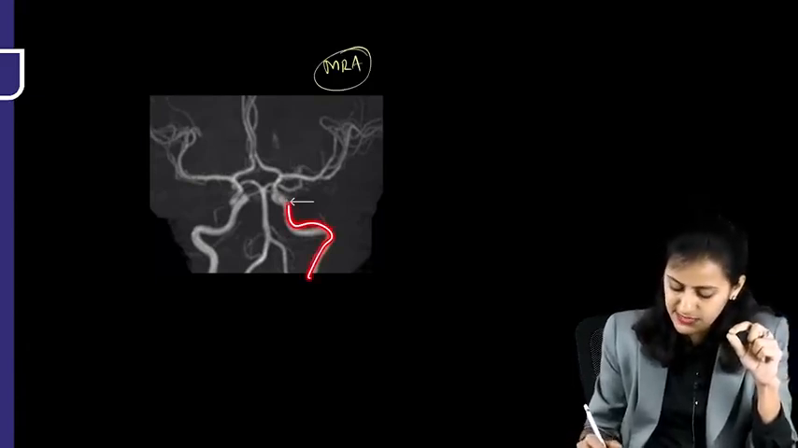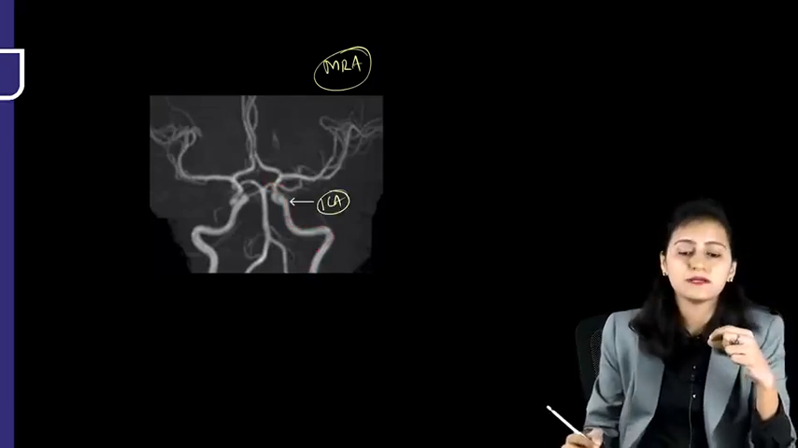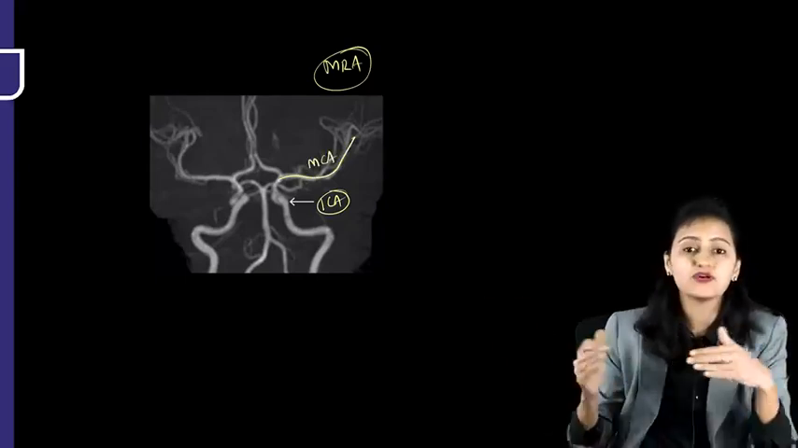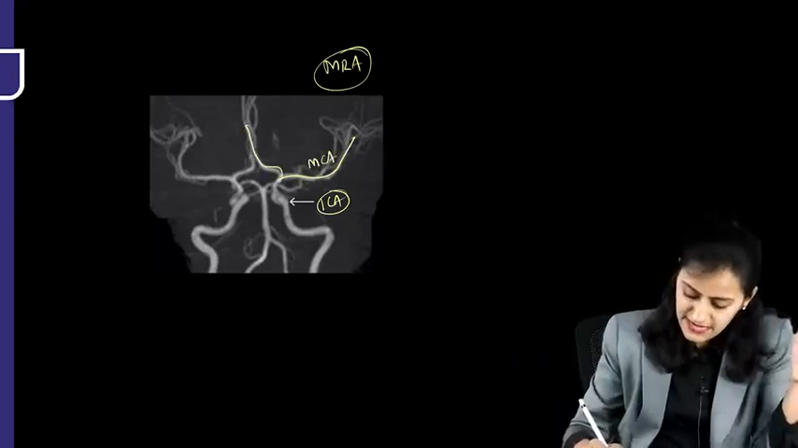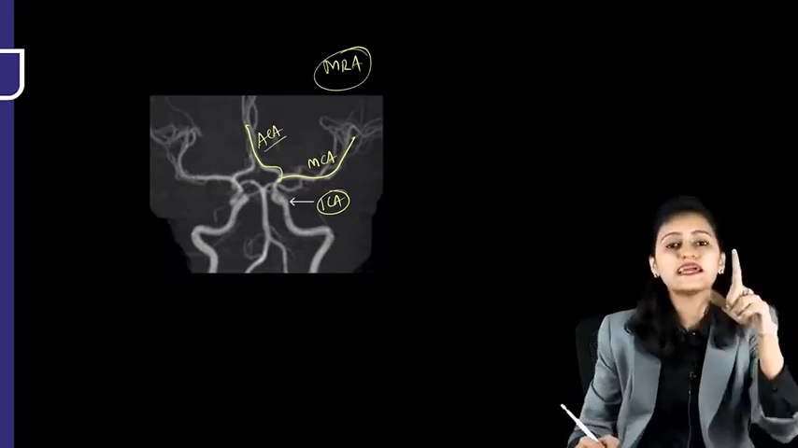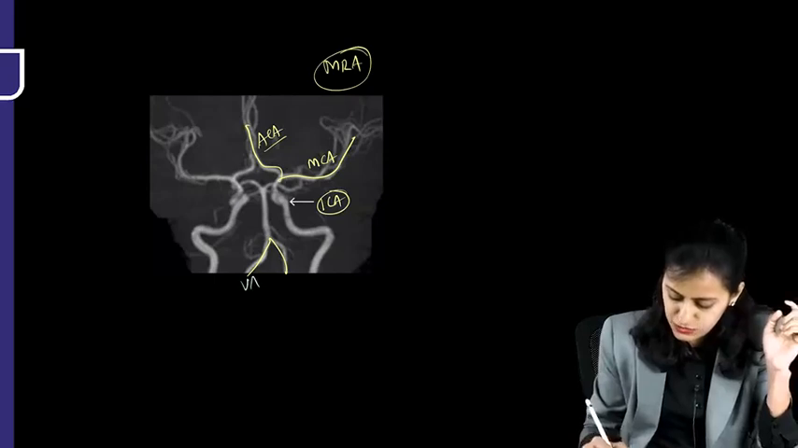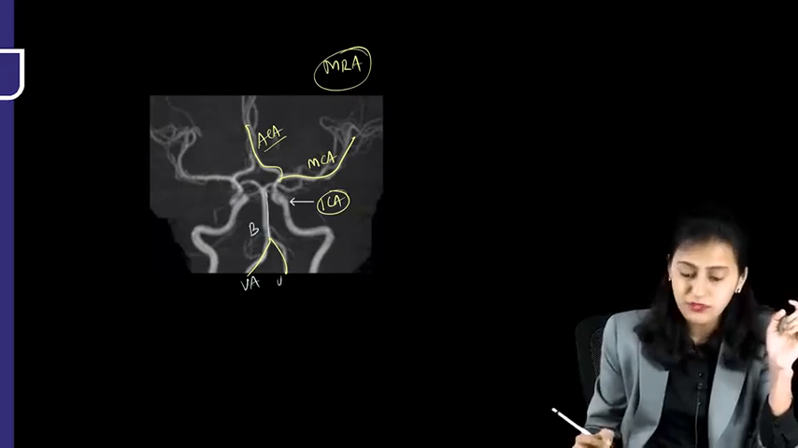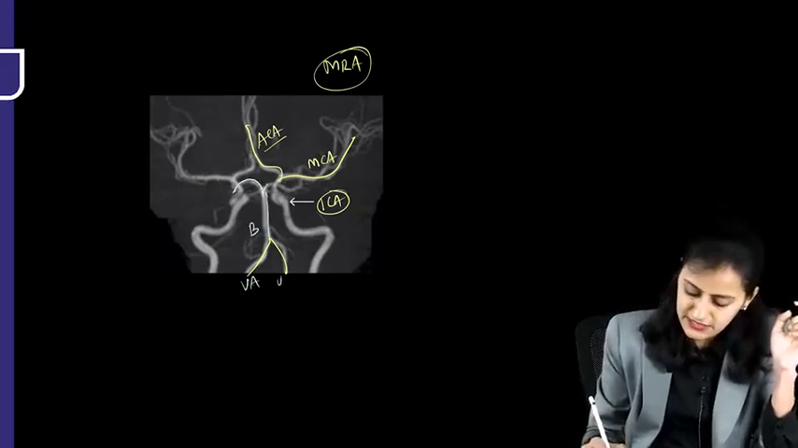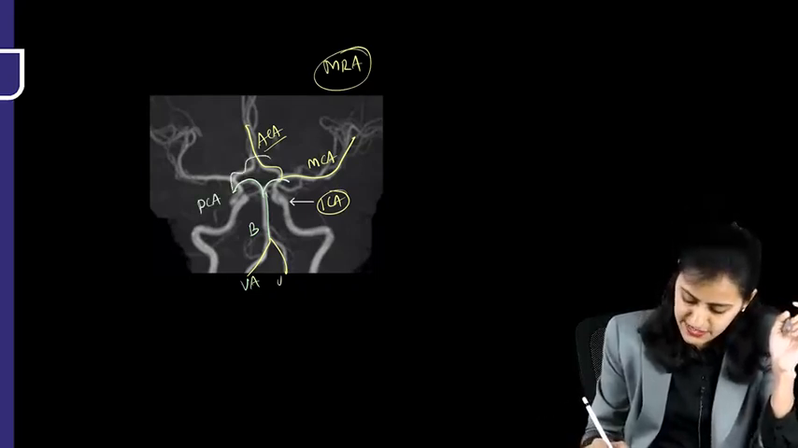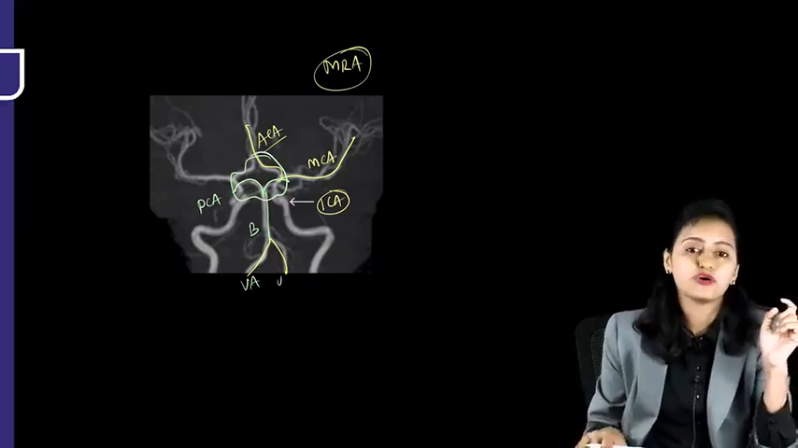The tortuous vessel supplying the brain, that is the internal carotid artery. Look at its terminal branches. It gives the middle cerebral artery going laterally, and it has the anterior cerebral artery going anteriorly. The posterior circulation, these are the two vertebral arteries joining to form the basilar, and it gives the terminal branch, which is the posterior cerebral artery. And this is where we have the circle of Willis.